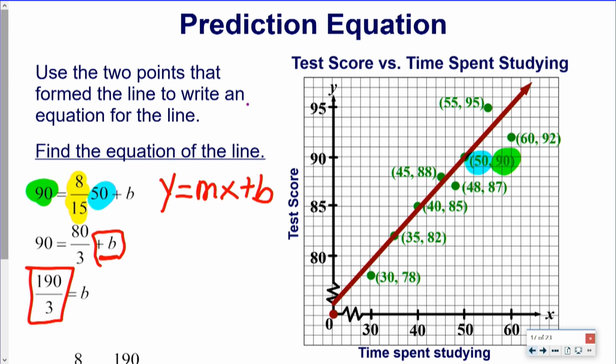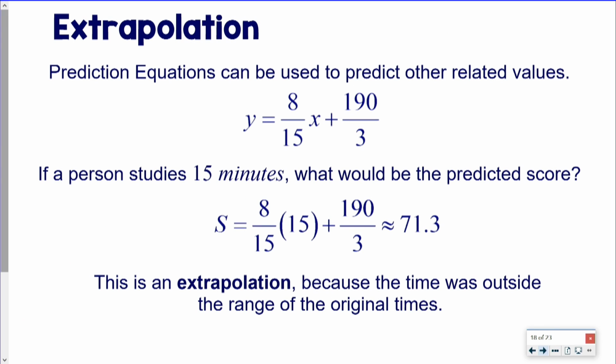Do you see 15 minutes represented in our range on the graph? Like, do we visually see it? We do not visually see it. It's there, but again, our graph is representing 30 to 60 minutes. That simply means that that actual value is extrapolation because the time is outside of the range of the original times that are represented on our graph.